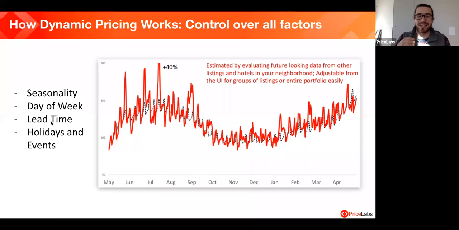So we're never saying, hey, this is the seasonality you should be using. We're saying, hey, this is what we're seeing in the market. But if you do have any other ideas, definitely implement those and adjust those here. And I'll show you how we can do those in bulk for all of your properties in just a second here.